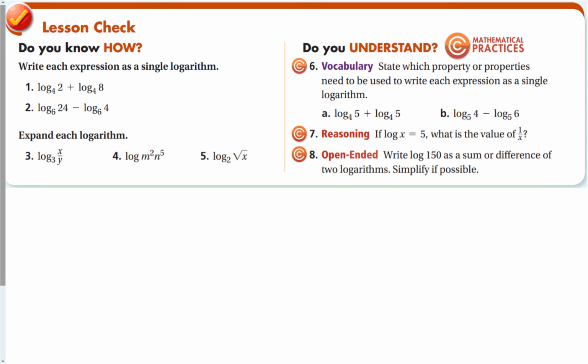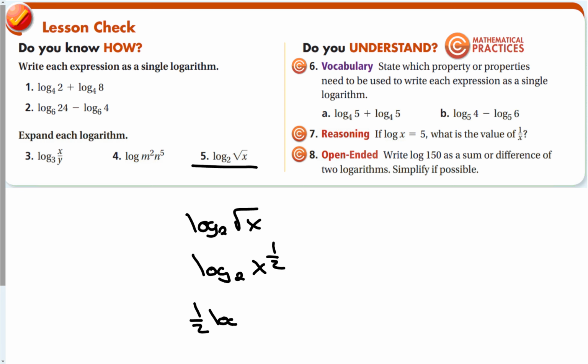Okay, so that was 7-4, the properties of logarithms. Real quick, this one. Expand each logarithm there. That is a good one to think about real quick. That is an exponent. The roots of things can be written as fractional exponents, which makes this 1/2 log base 2 of x, or I've seen it as log base 2 of x over 2. And that is good for 7-4, properties of logarithms.